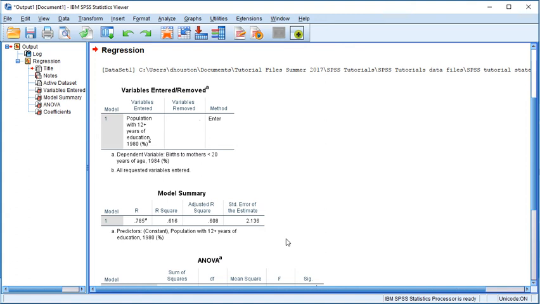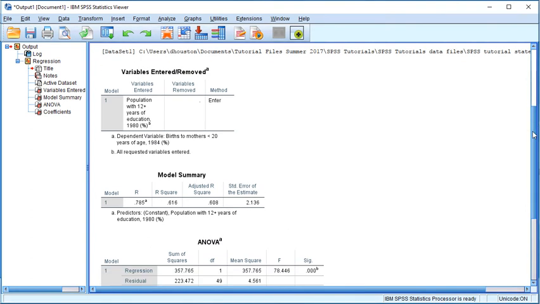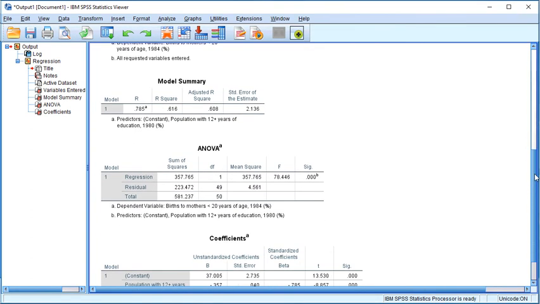So knowing the percent of individuals in a state who are 25 years and older who have at least 12 years of education, or a high school degree, explains about 62% of the variation we see in the percent of births to young mothers. A fairly large amount of variation. As we come down here, we see the analysis of variance table, which can be useful for testing whether or not the R-square value is statistically different from 0.